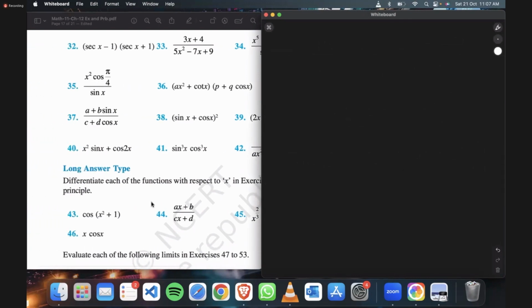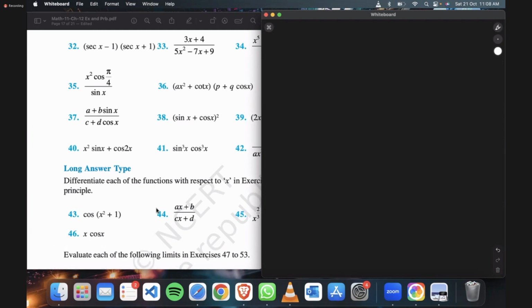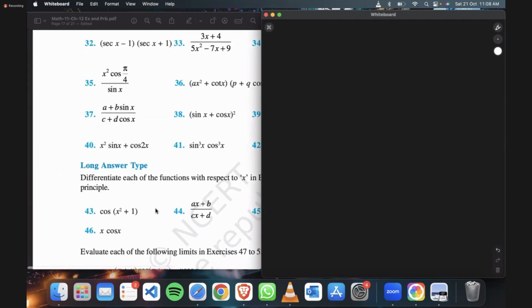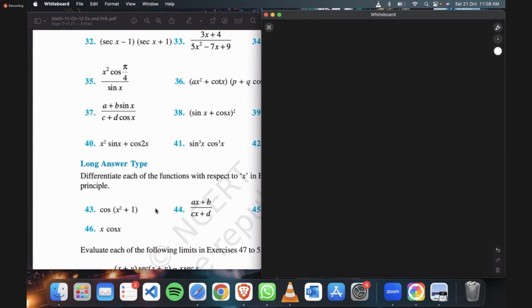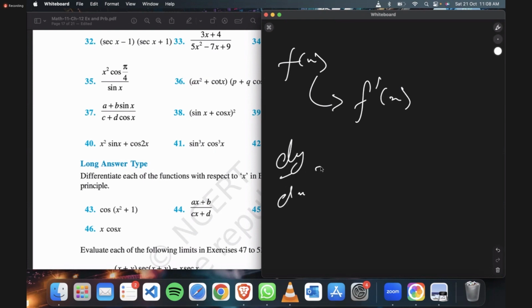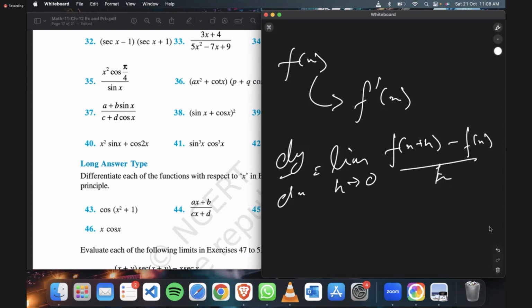We have question number 40, long answer type. Differentiate each of the following with respect to x using first principle. Okay. So, let me just guide you through the first principle now. Suppose I've been given a function f(x). And what do I have to find? I have to find f dash of x, like I have to differentiate it. Then dy by dx of that function will be limit h tends to 0, f(x plus h) minus f(x), whole divided by h. Alright. So this we have to do. This is the first principle. Now using this we have to differentiate the following functions.